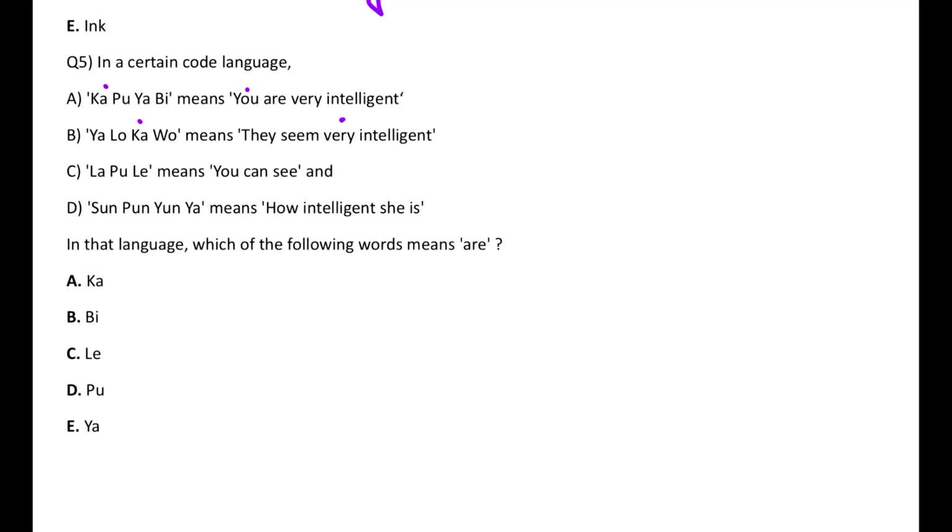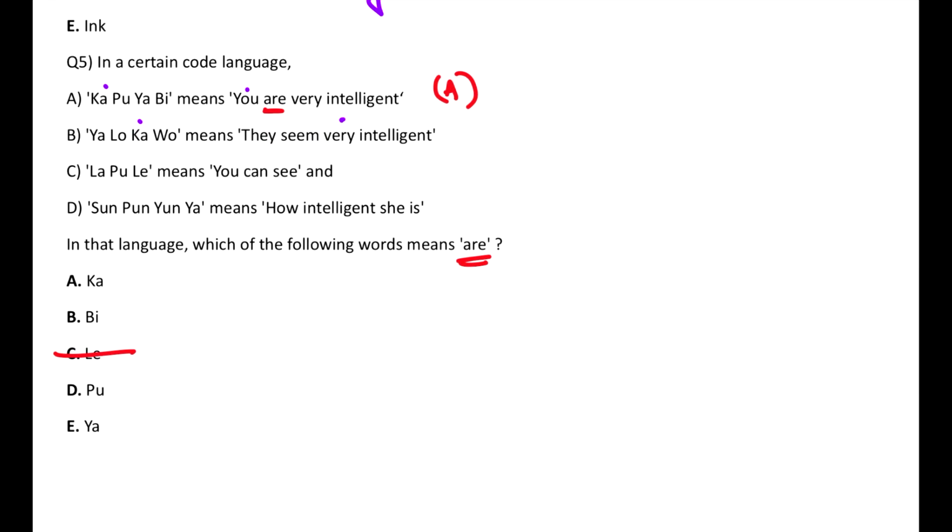The logic is that you have to identify which word is repeating in which sentences. For example, if I take the question, what does are mean? My first step would be to figure out in which sentence I find are. If I see thoroughly, I only find it in sentence number A. So I know that my answer would either be ka, pu, ya, or B. So definitely le is not my answer.